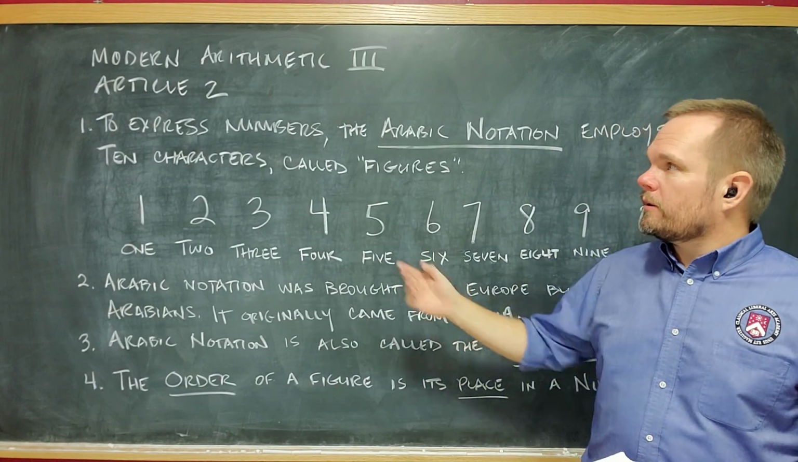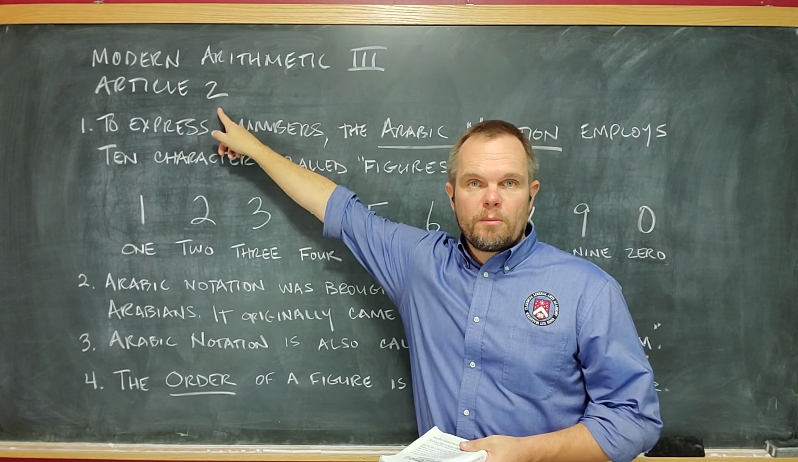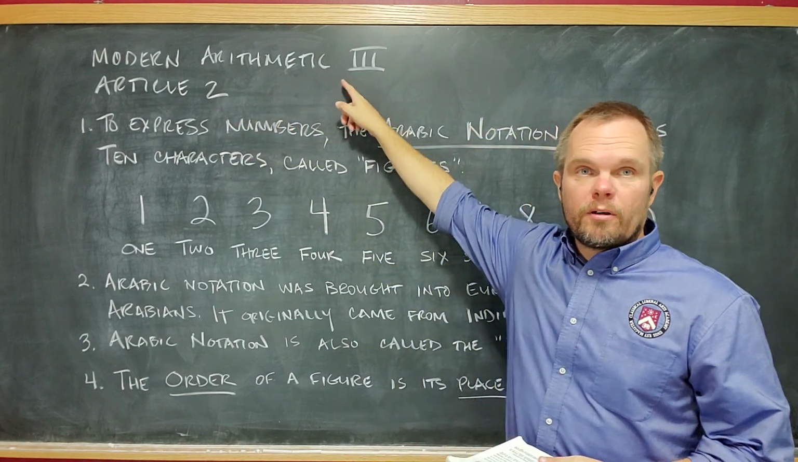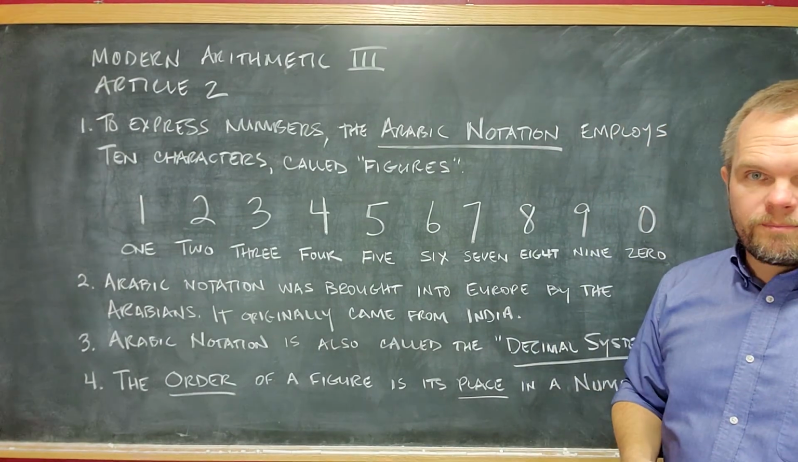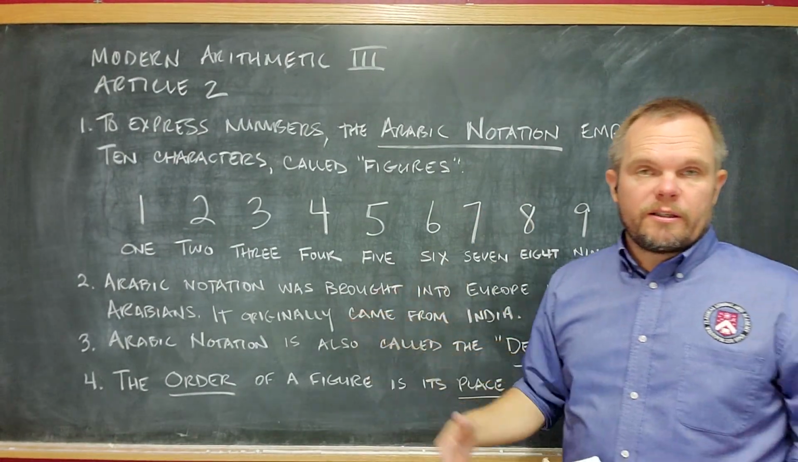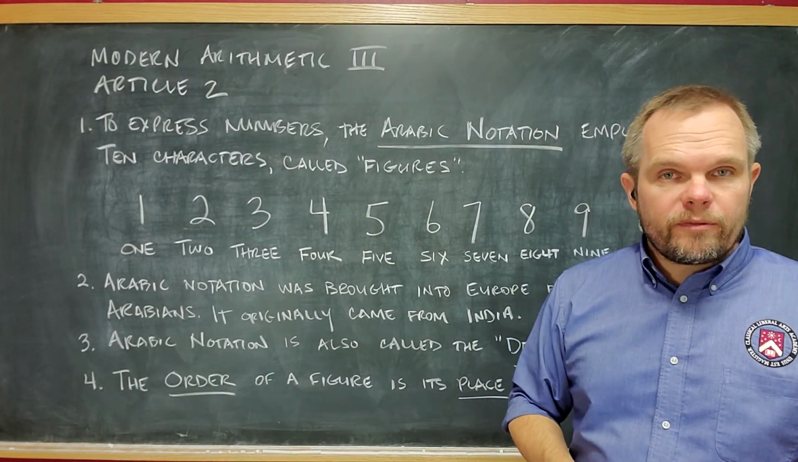In this video, we're going to study article number 2 in the Classical Liberal Arts Academy's Modern Arithmetic 3 course. Article number 2. In our last lesson, we studied article 1, and there we learned some important definitions.